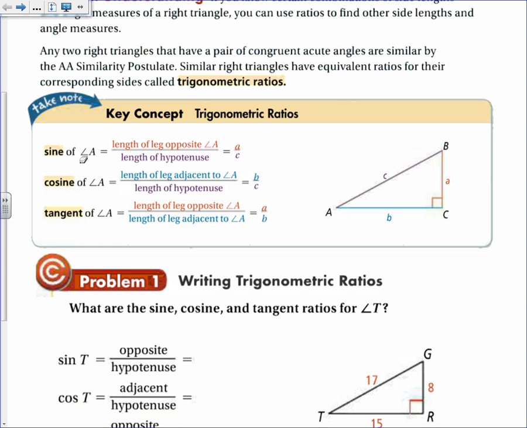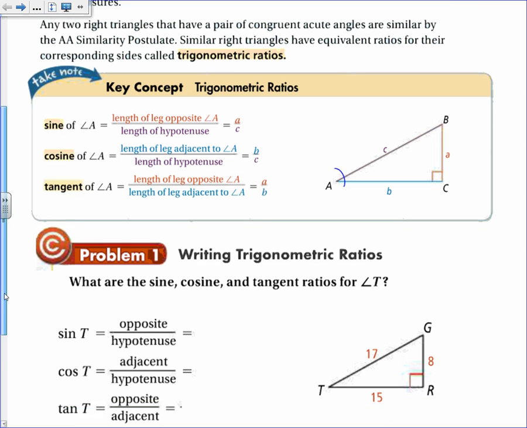The sine of angle A is the ratio of the leg opposite to angle A and the hypotenuse, and that gives you A over C. The cosine of angle A is the leg adjacent, which again means next to, and the length of the hypotenuse, and that gives you B over C. The tangent of A is the leg opposite of A, the length of A, and then the length of the leg adjacent. So that gives you A over B.